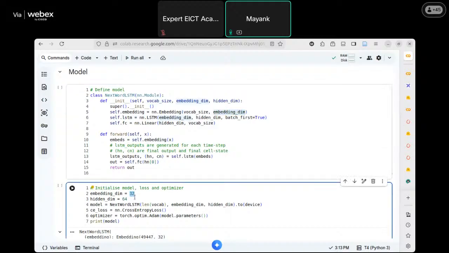You can play around with this, you can vary this, and you can see at what particular embedding dimension is rich enough to hold for the task that you want the model to perform.